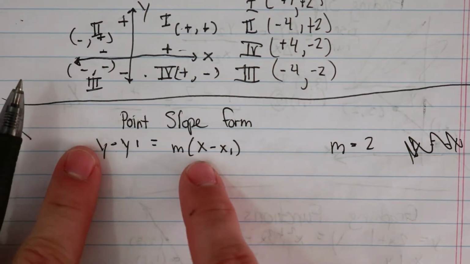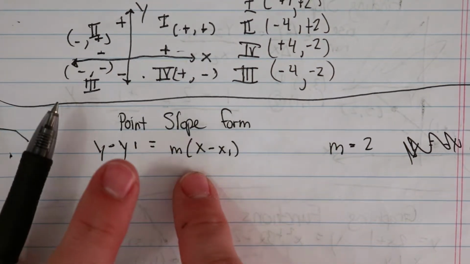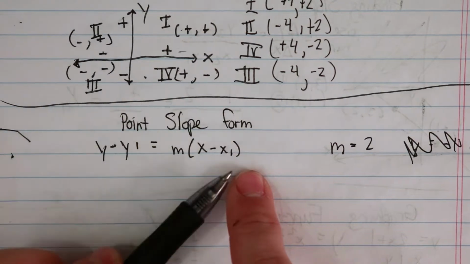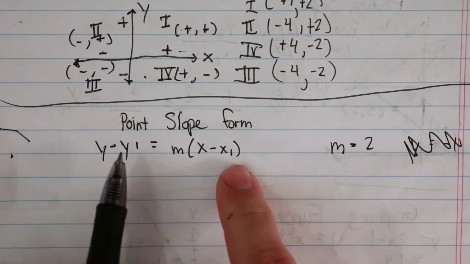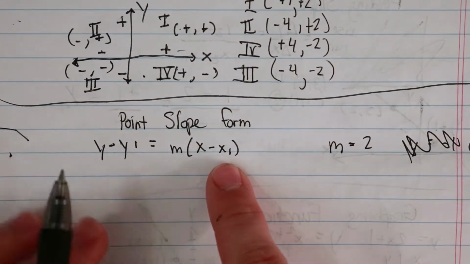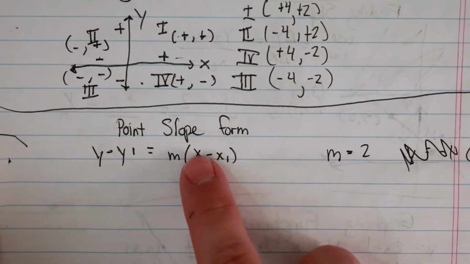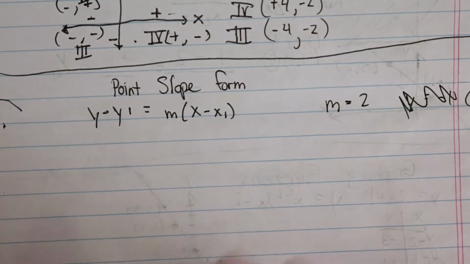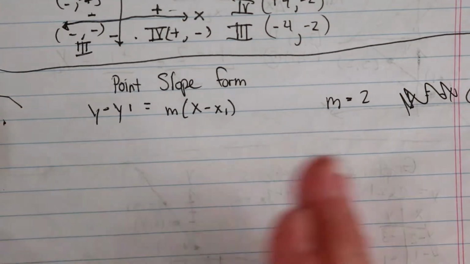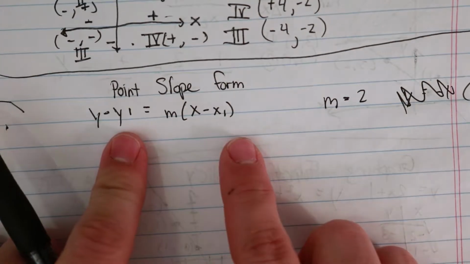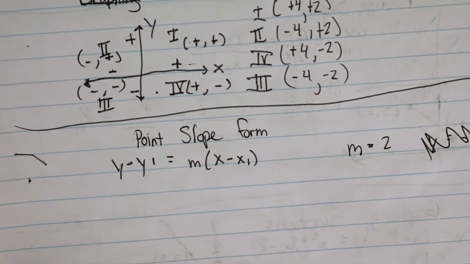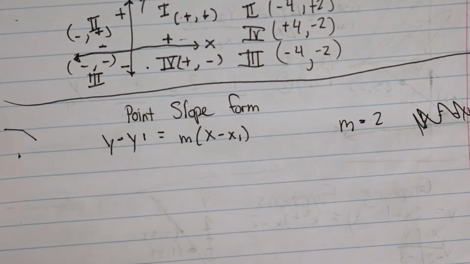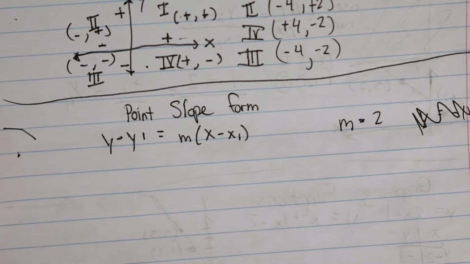X and y, my standard x and y's, that's my input, that's my output. What are y1 and x1 though? And these are in subscripts. So x1 and y1 represent the point that you're going to put into point-slope form. And then once again, m represents the slope. So you take your slope, you take the point that you have, you put it in here, and you're off to the races to find a line in slope-intercept form, to find an equation for the function.